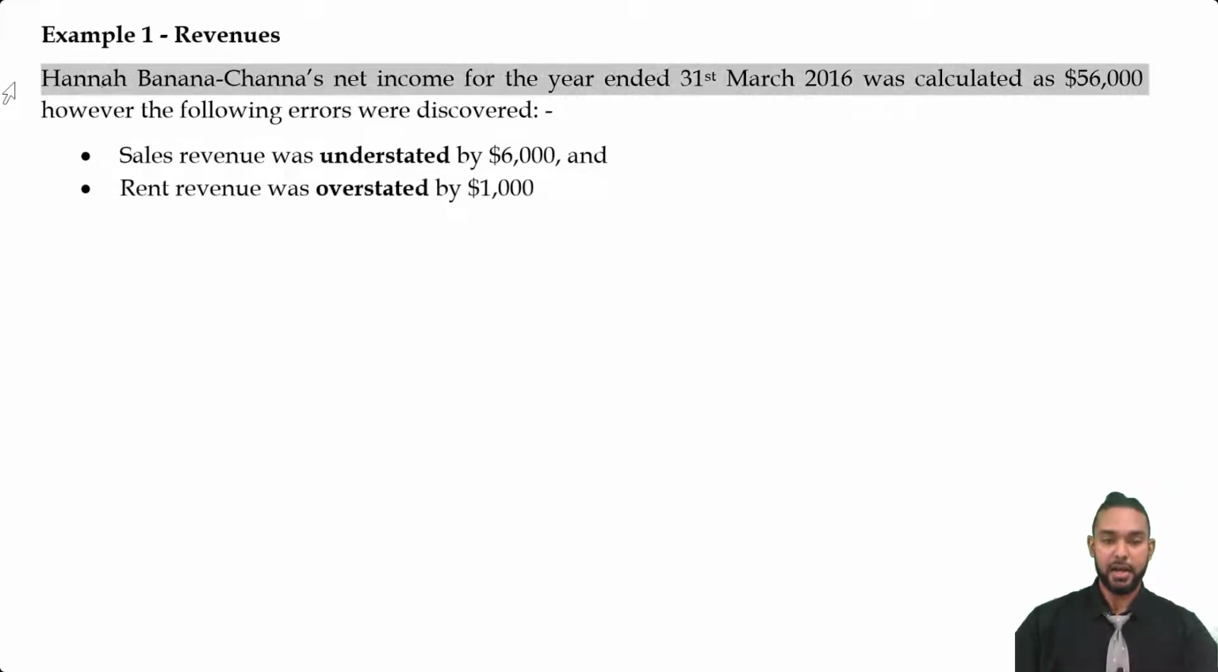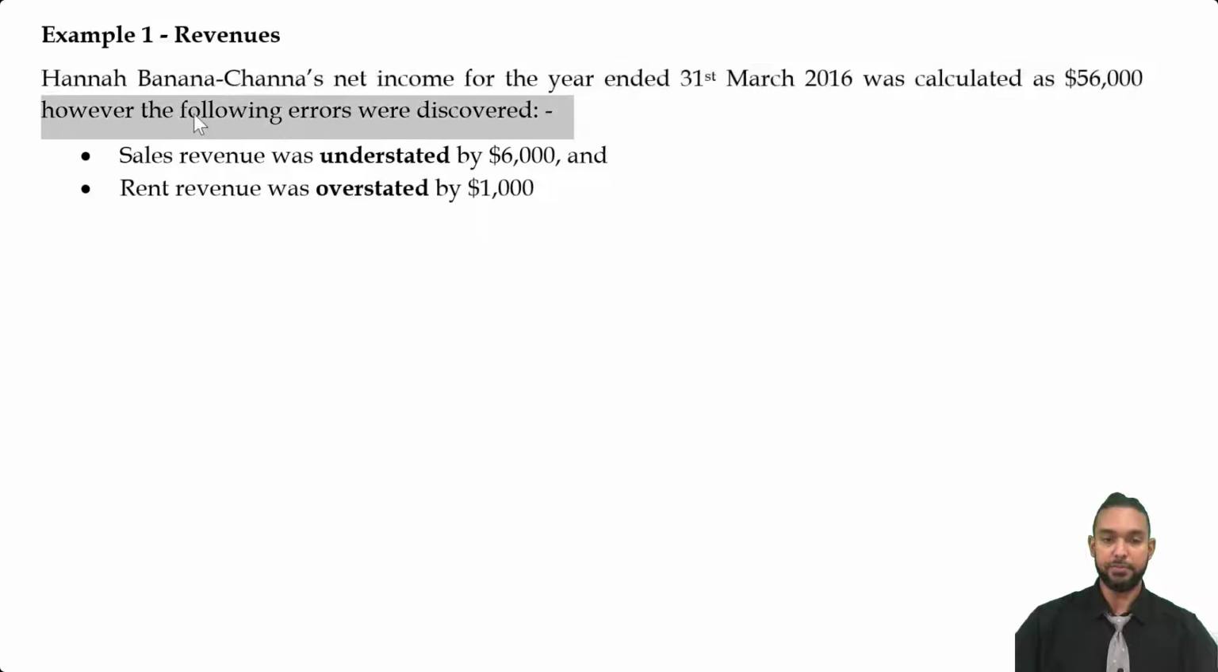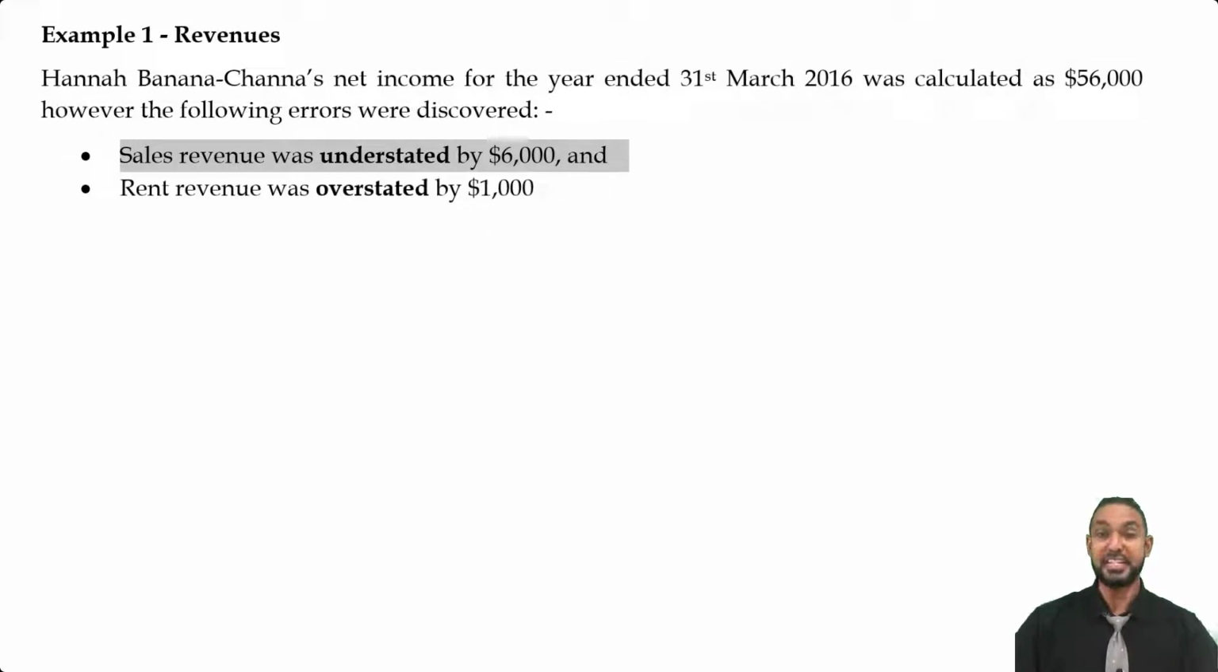It says here, Hannah Banana Chana's net income for the year ended 31st March 2016 was calculated as $56,000. However, the following errors were discovered. Sales revenue was understated by $6,000 and rent revenue was overstated by $1,000. Now, when something is understated, that means the figure is too low. So what they're saying here is our sales revenue figure is too low.